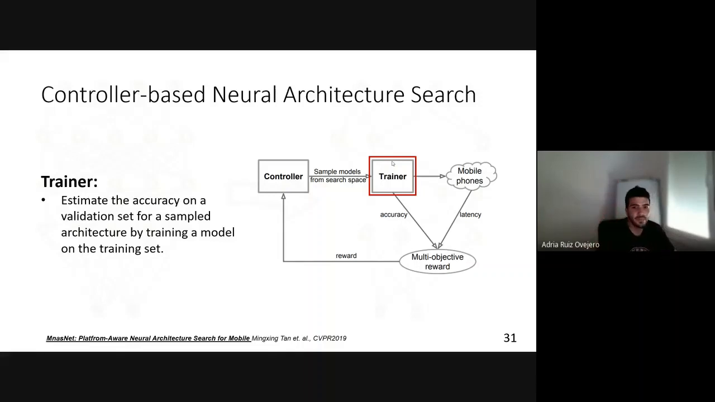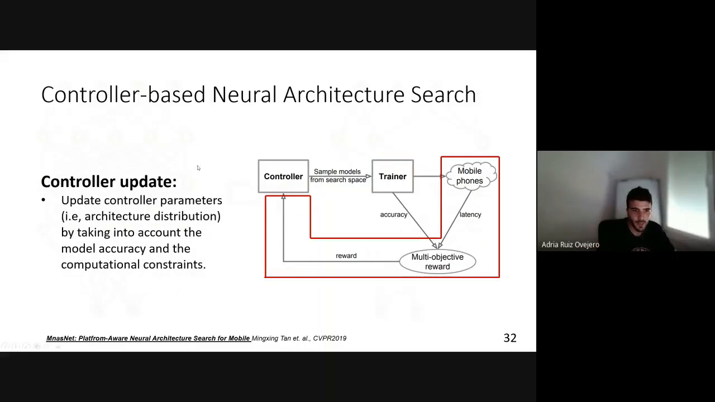And finally, we have the controller updater, which takes these models trained with the trainer and the fixed architecture sampled by the controller, and sees what the accuracy is on a validation set, and also what the computational cost is, let's say the latency, the number of FLOPs, parameters, and whatever we are interested in.